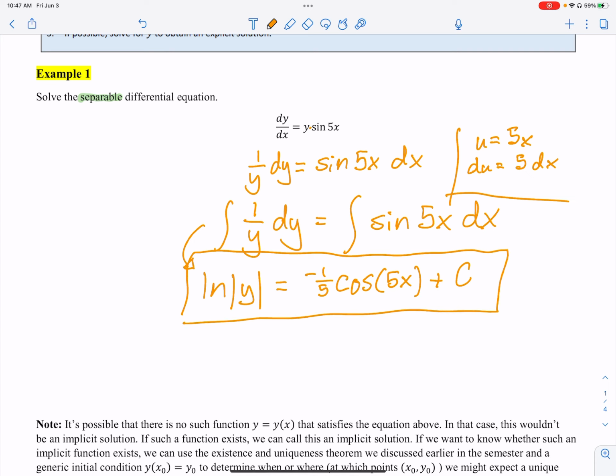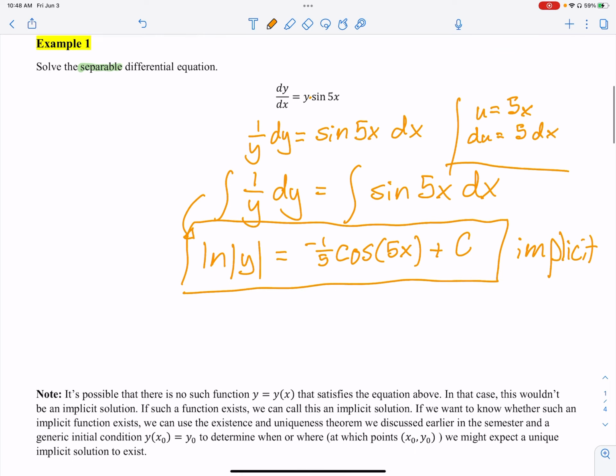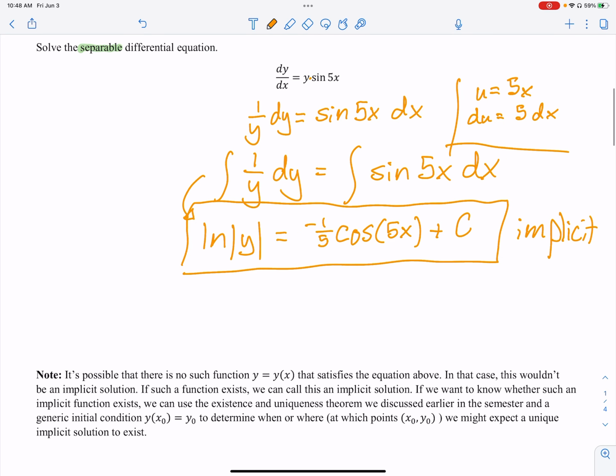I know it feels very strange, but we could stop there, and we get an implicit solution. I could solve for y, and we'll deal with how to handle that ln in a little bit. But as of right now, we're going to leave it implicit because it's not going to be pretty if I try to solve for y. It's possible that there is no such function where y satisfies the equation. This wouldn't be an implicit solution if that was the case, but it does work in this case.